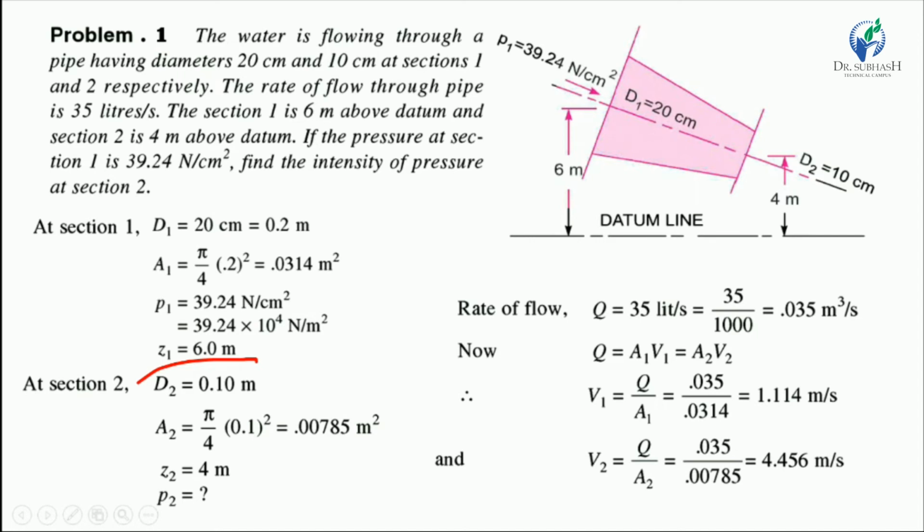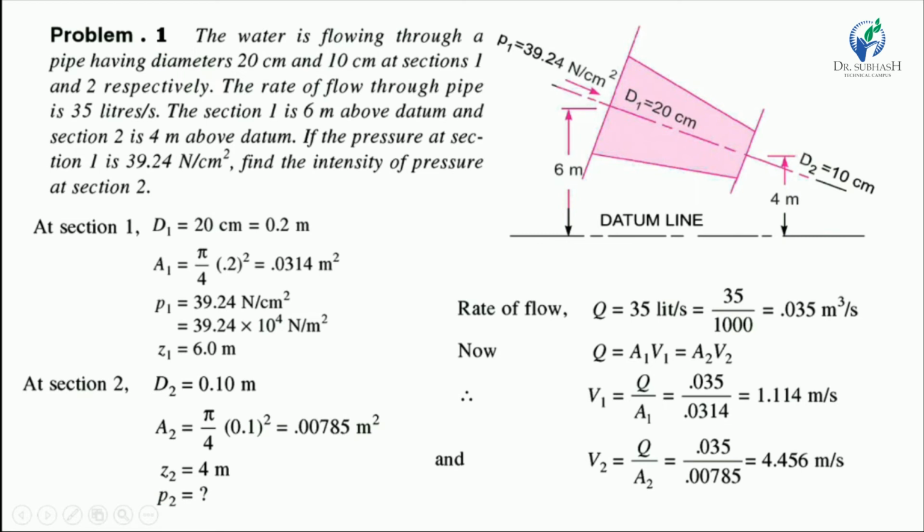Z1 datum height is 6 meter. Similarly, D2 is given as 10 centimeter, converted into meter, 0.10 meters. So we can calculate the cross section area at section 2. This is the value of area 2. Z2 height is 4 meter, and we have to find out P2.